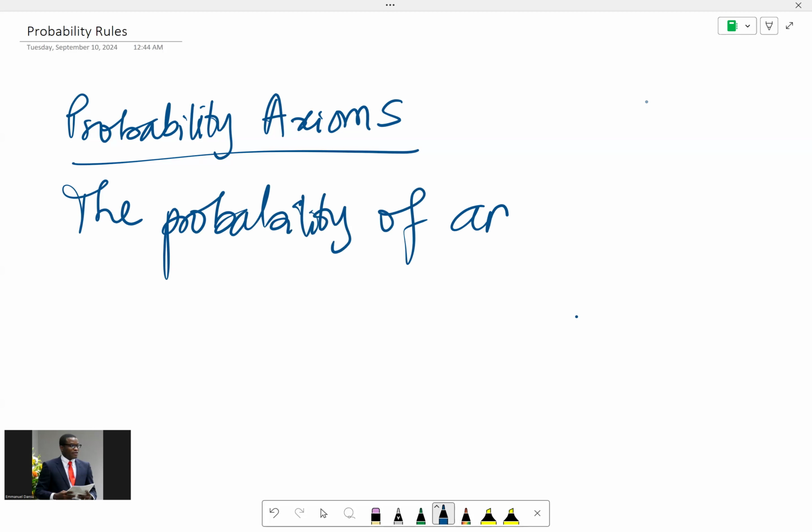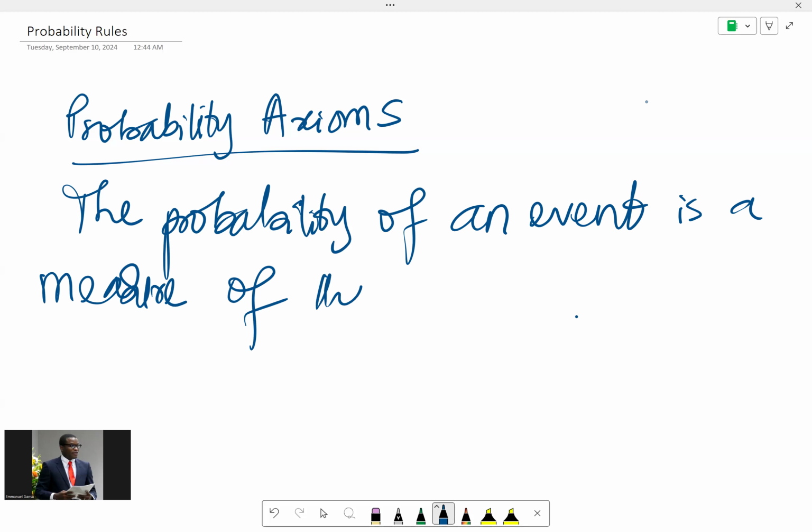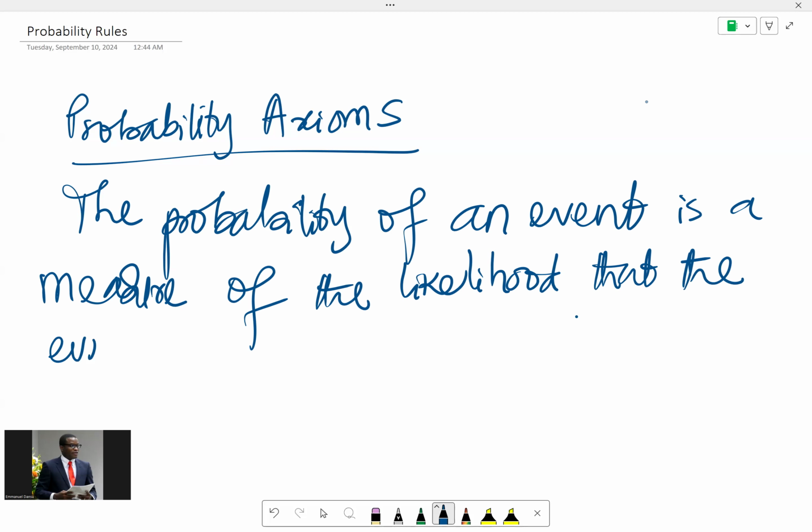The probability of an event is a measure of the likelihood. We talked about this in the first video. The measure of the likelihood that the event will occur.